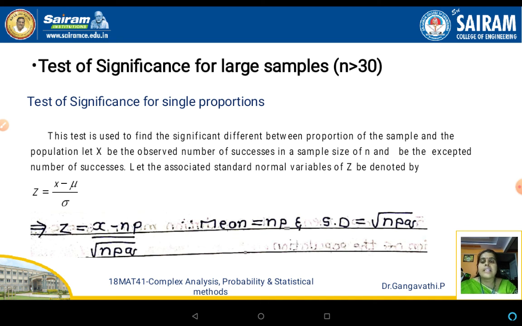So let x be the observed number of successes in a sample of size n, and let mu be the expected number of successes. Let the associated standard normal variable Z be denoted by Z equals x minus mu divided by sigma. Here mu is nothing but NP, and sigma is the standard deviation, which is the square root of NPQ. Therefore, the normal variate Z can be written as x minus NP divided by the square root of NPQ.